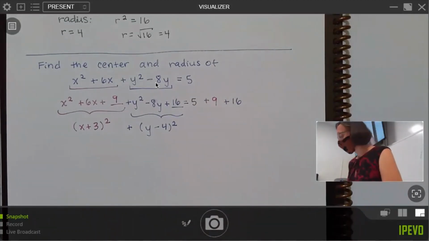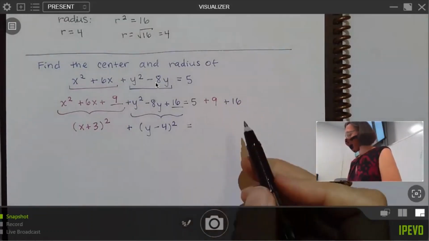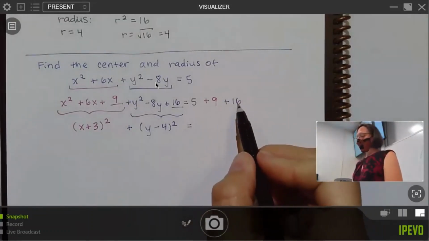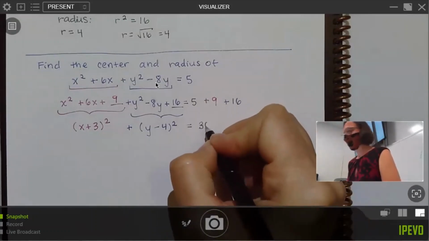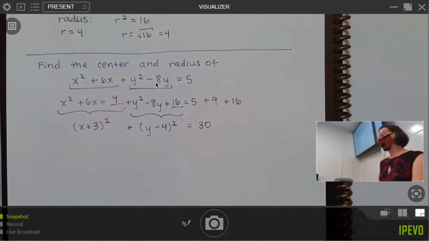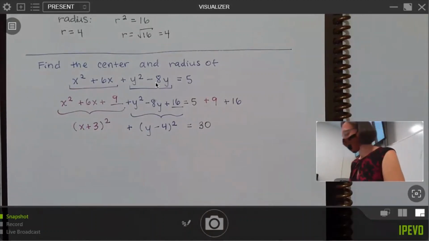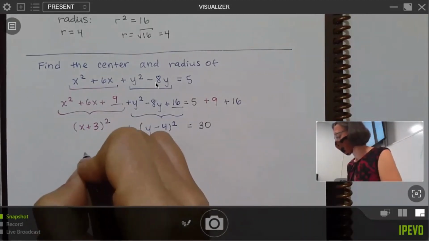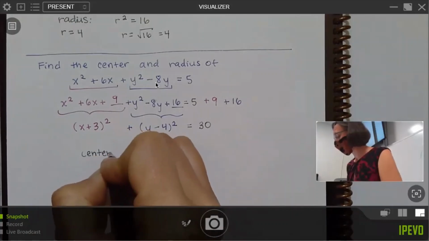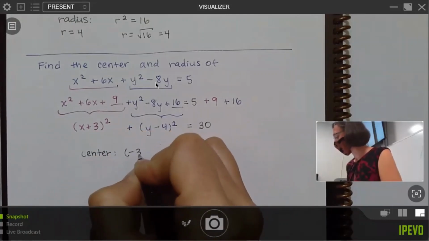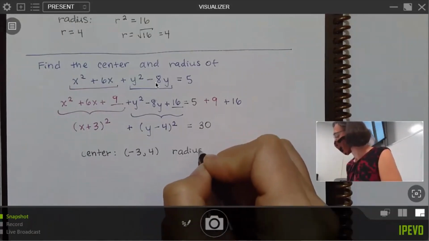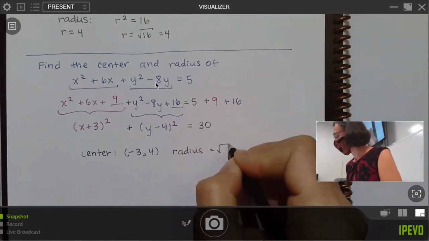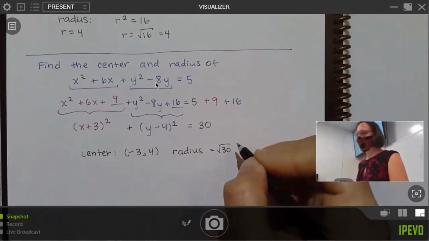When I combine those numbers together now, 9 and 16 should be 25, plus a 5 is 30. And once it's in this nicer form, then I can just read off the center and the radius. So my center is going to be at (-3, 4). And the radius, we'll just leave it messy, is going to be the square root of 30.